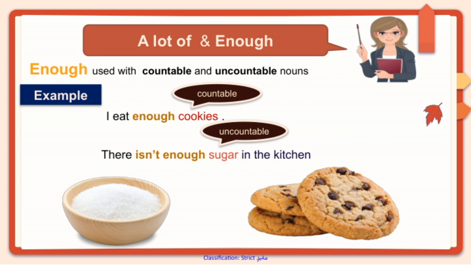Now, the key point here is that enough can be used with both kinds of nouns to express sufficiency. Whether it's a substance you can't count individually, like sugar, or individual items you can count, like cookies, enough works the same way. Additionally, you'll often see a lot of and enough used to describe quantities. A lot of is more informal and means a large quantity, while enough emphasizes that the quantity is sufficient for a particular need or purpose. So remember, enough is flexible and versatile. It can describe both uncountable and countable nouns, helping us express whether we have enough of something or not.